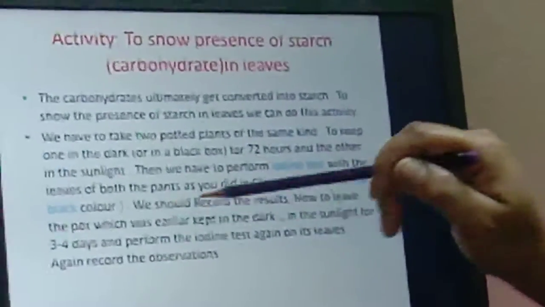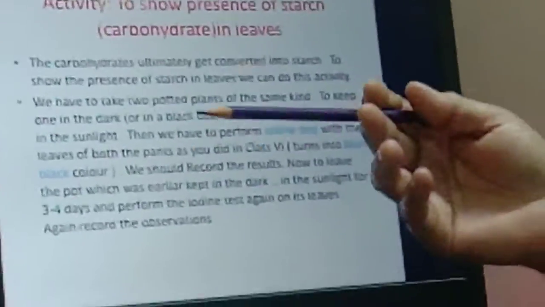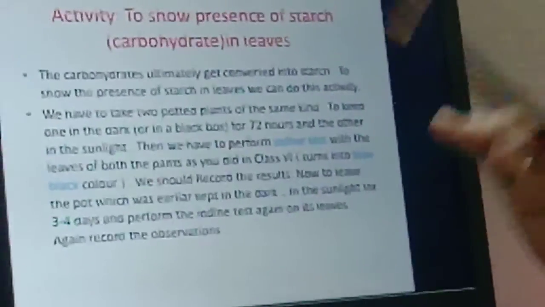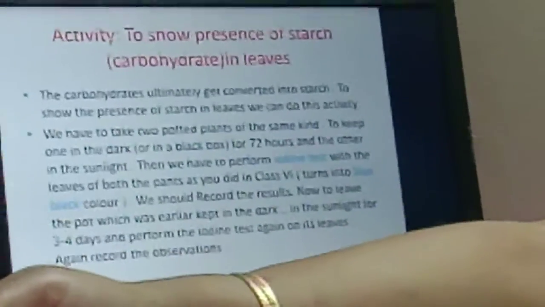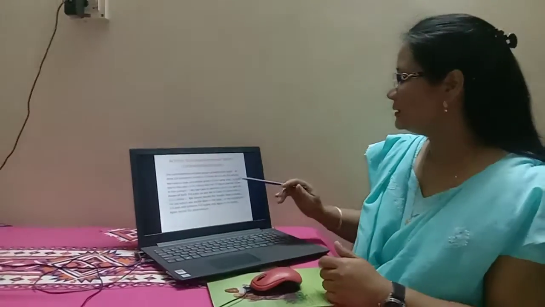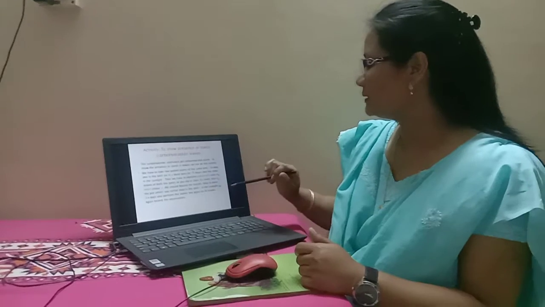Now we should record the results. We will get 2 different results, because one plant was placed in the dark and another was in the sunlight. We should record the results.